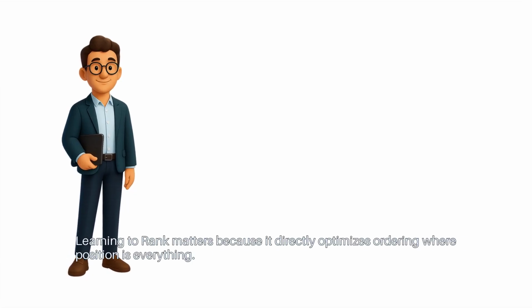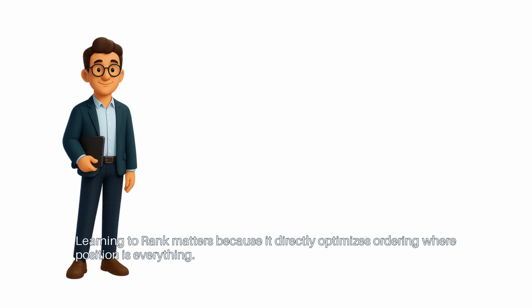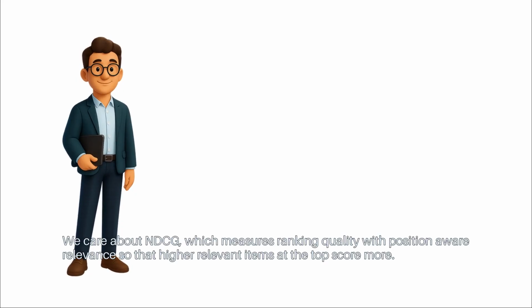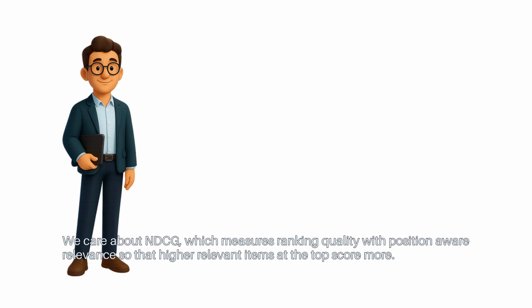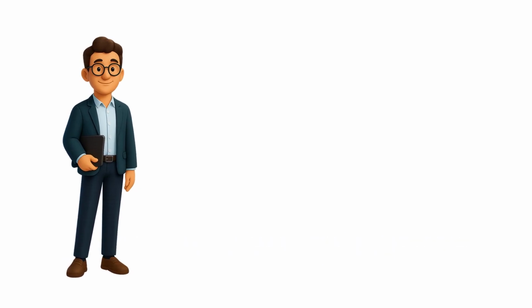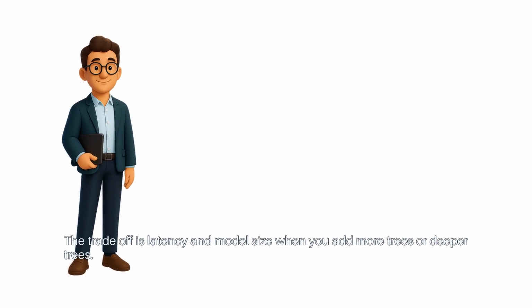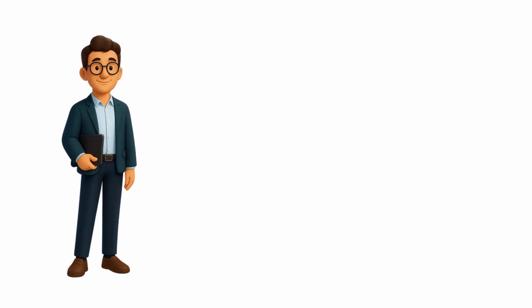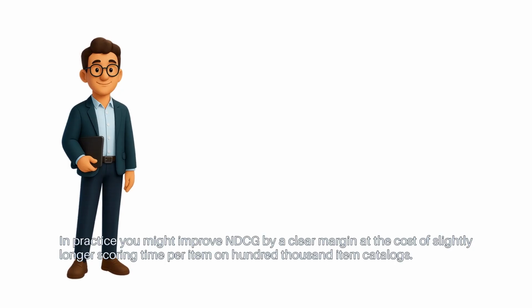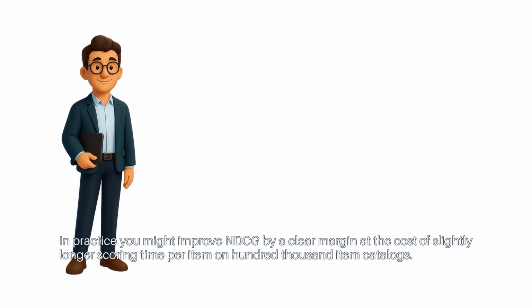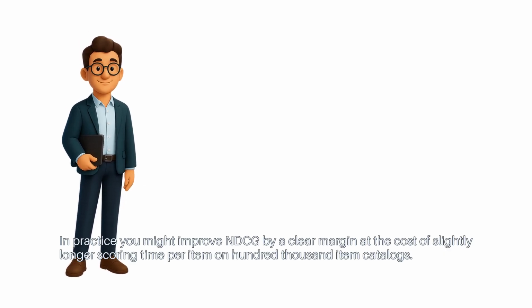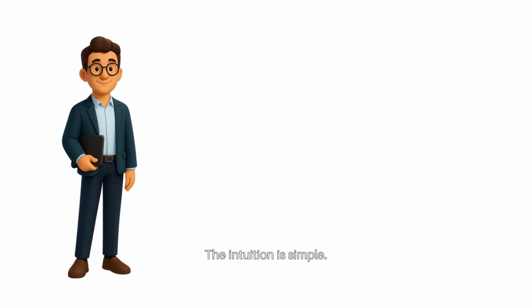Learning to rank matters because it directly optimizes ordering where position is everything. We care about NDCG, which measures ranking quality with position-aware relevance, so that higher relevant items at the top score more. The trade-off is latency and model size when you add more trees or deeper trees. In practice, you might improve NDCG by a clear margin at the cost of slightly longer scoring time per item on 100,000 item catalogs.